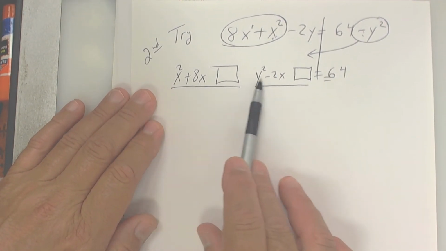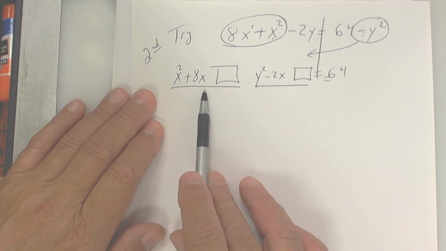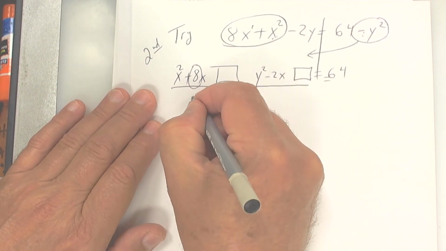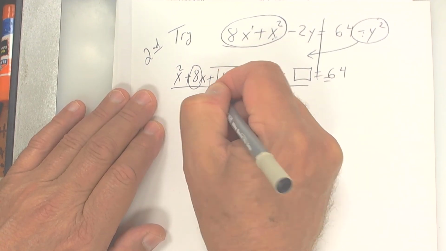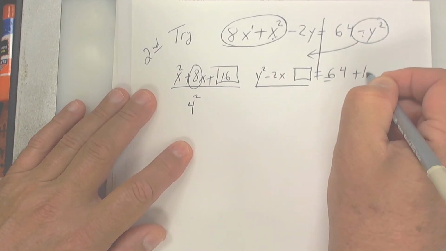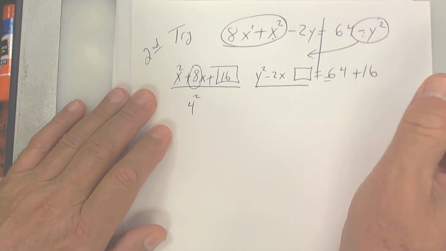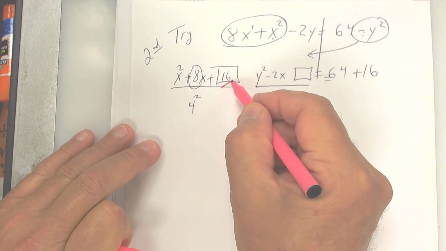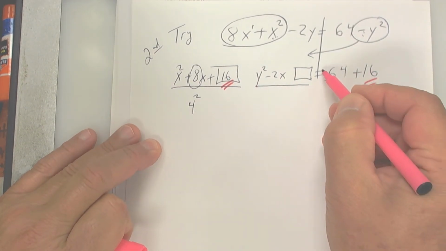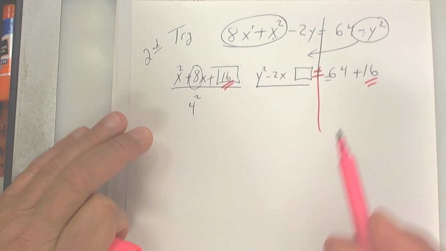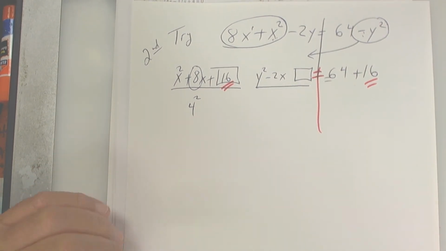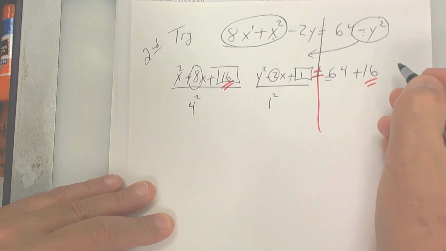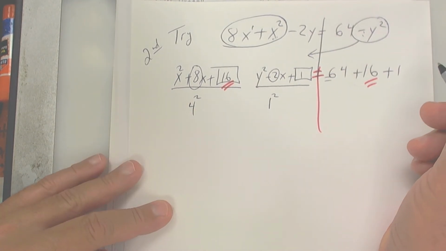All right, so notice what we did. Step 1, we have our x's lined up. Step 2, we're going to take half of this. Half of that is 4. We're going to square it and get 16. So we're going to do plus 16 to both sides. Let me underline that so you can see. I added 16 to both sides to keep it equal. This one, you're going to take half of 2 is 1 and square it and get plus 1. You're going to add 1 to both sides.